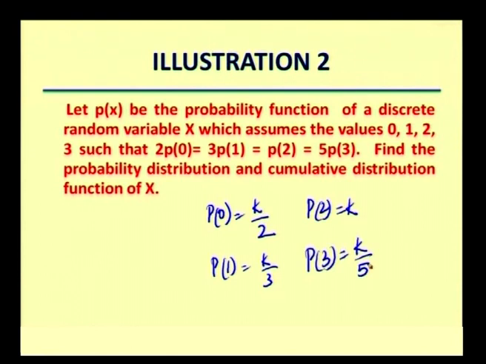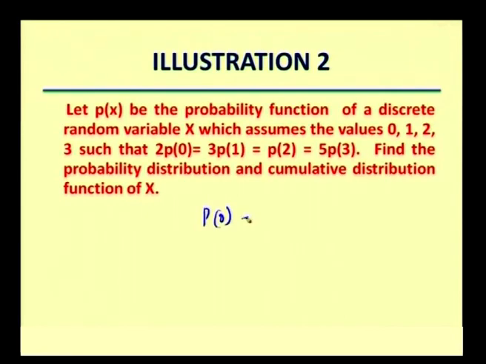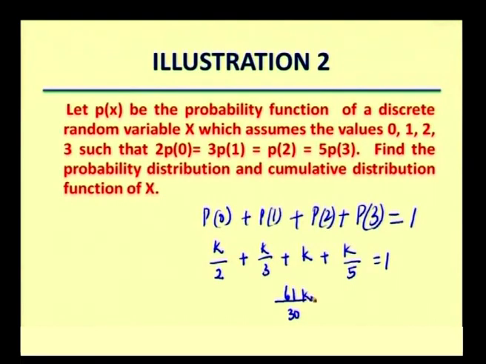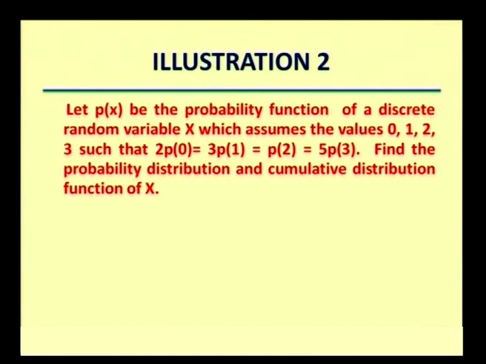And we know that total probability is equal to 1. So, what happens? P of 0 plus P of 1 plus P of 2 plus P of 3, which is total probability, is equal to 1. So, your respective k values also should be added up to 1. K by 2 plus k by 3 plus k plus k by 5 is equal to 1. This gives you 61 k by 30 is equal to 1. So, your k is equal to 30 divided by 61.